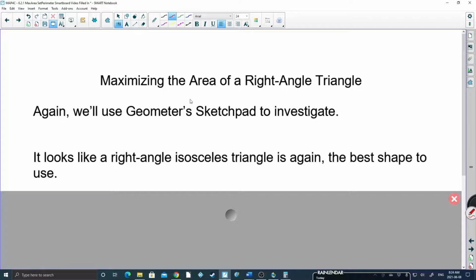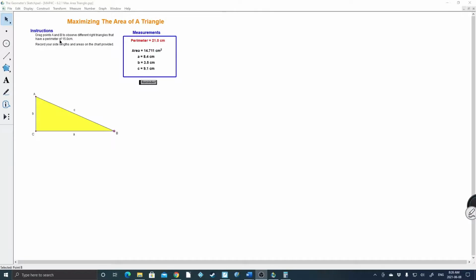Now, is that also going to give us our maximum area? So let's take a look here at another Geometer Sketchpad file. So let's say in this case, we want our perimeter to be set at 15 centimeters or 15 meters, whatever we want the unit to be. What is the triangle that's going to give us the maximum area? So we want our perimeter to be 15. So let's drag this in first and get a perimeter of approximately 15.